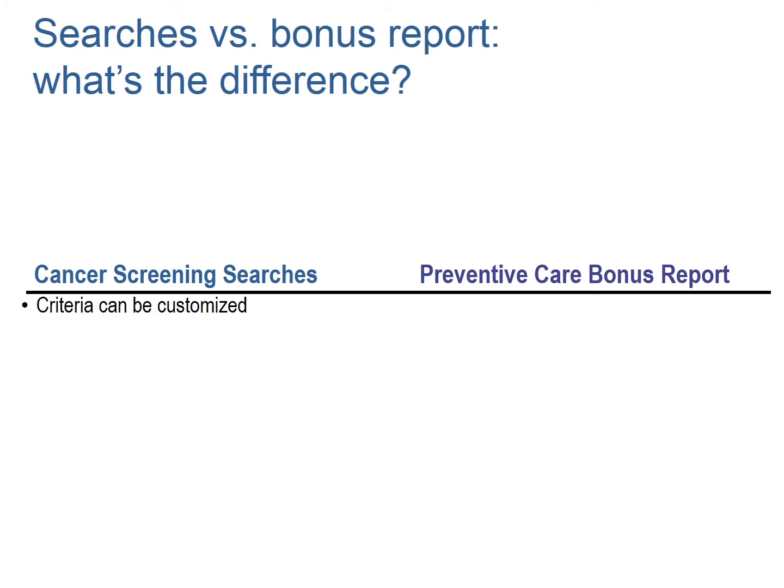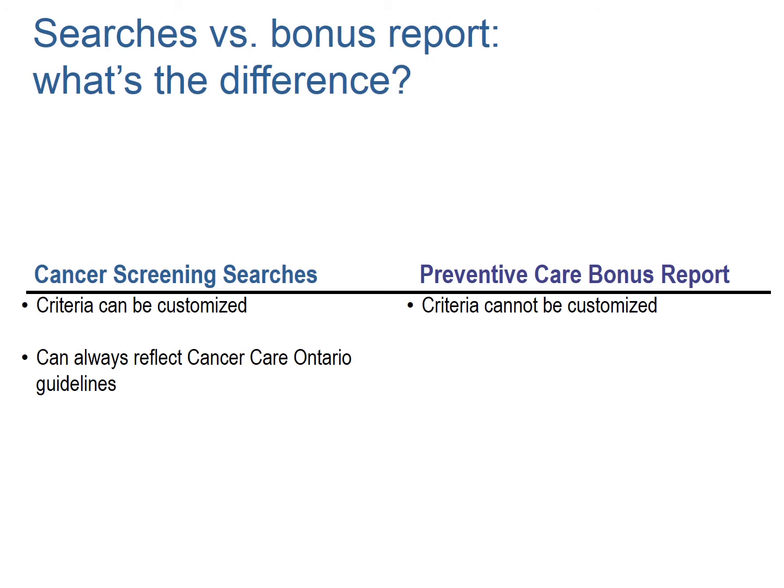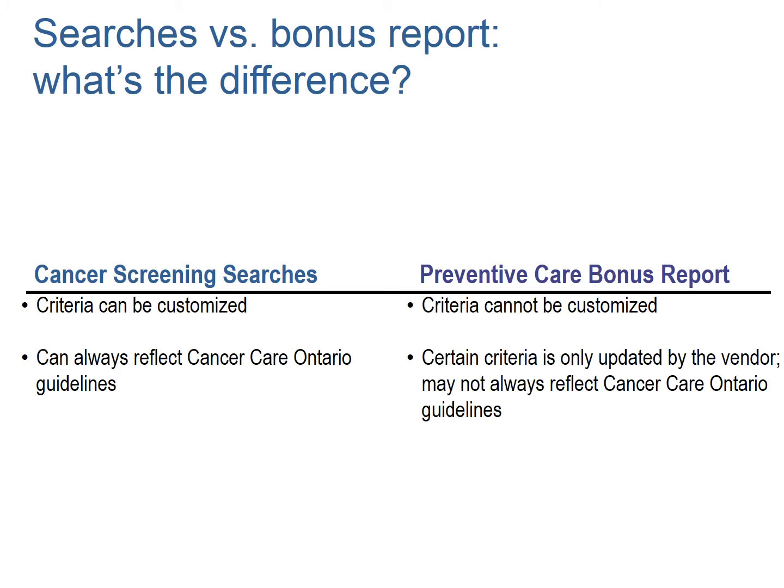This means that you can always make changes to your searches to make sure they follow Cancer Care Ontario's screening guidelines and recommendations. In contrast, some of the criteria in the Preventive Care Bonus Report are built into the system and cannot be modified. The criteria may not always reflect current guidelines, and therefore it's possible that the report may be missing patients who require screening.